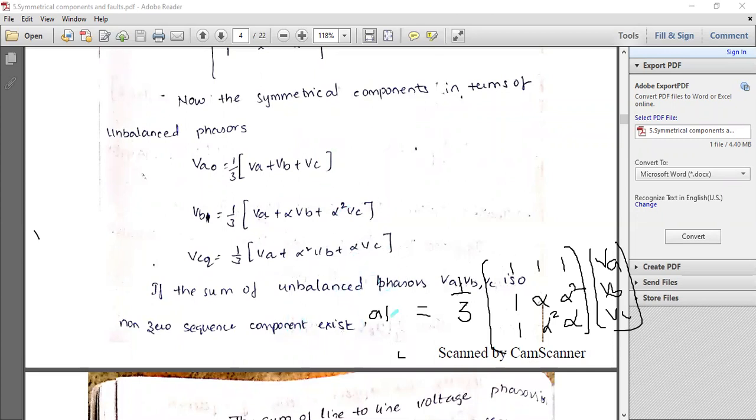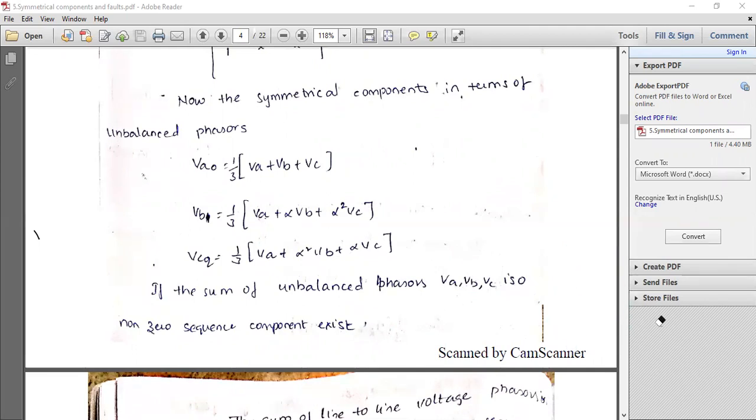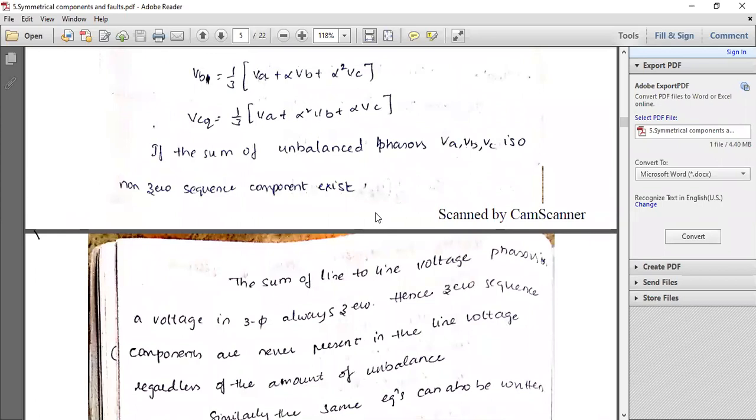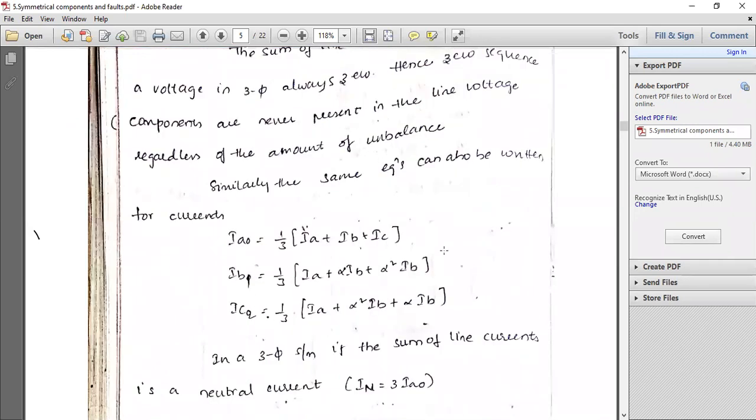So if I give you the three unbalanced phasors VA, VB, VC and ask you to determine VA0, VB0, VC0, obviously it is very easy. The vice versa is also possible. If I give you VA, VB, VC information, it is possible to obtain VA0, VA1, VA2. Similarly, if I give you VA0, VA1, VA2, you can also get VA, VB, VC. Similarly, this is for current vectors. Just now I talked about the voltage vectors, and you can apply the same concept for the current vectors also.